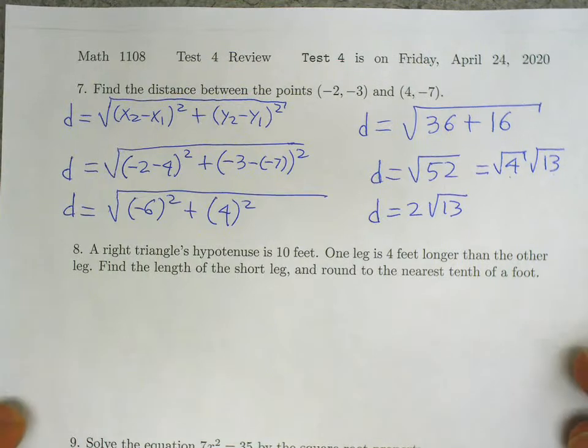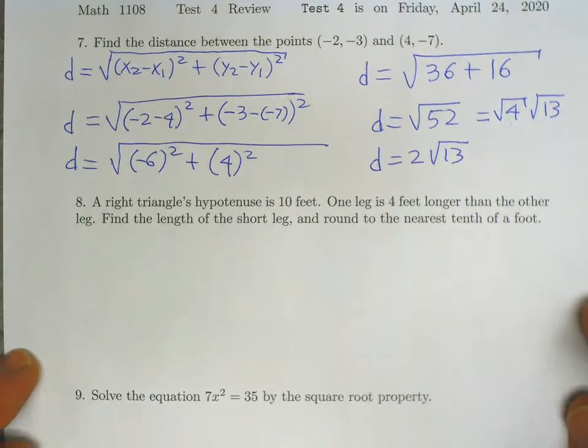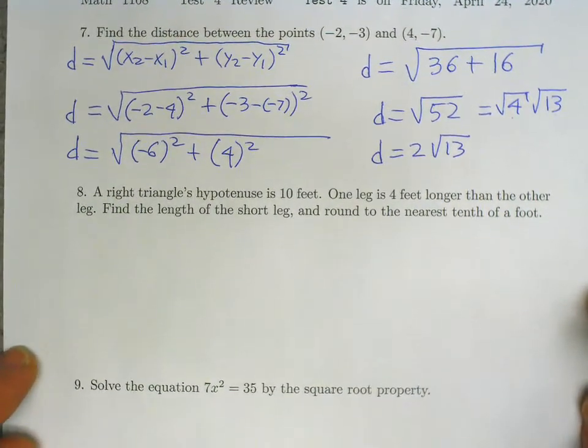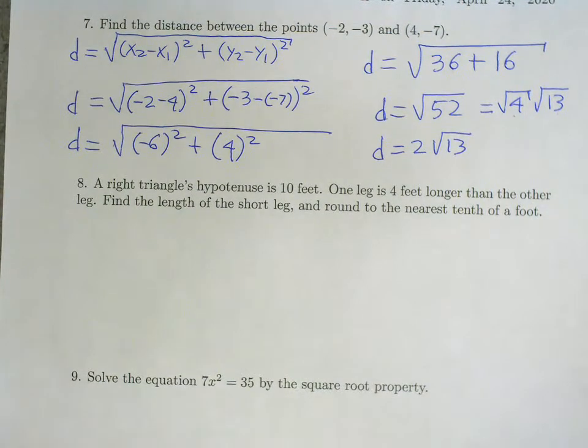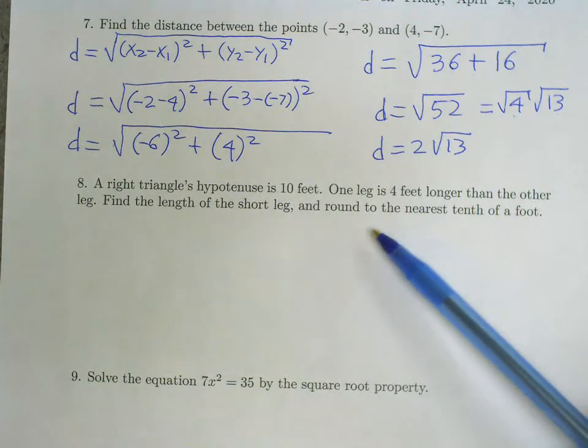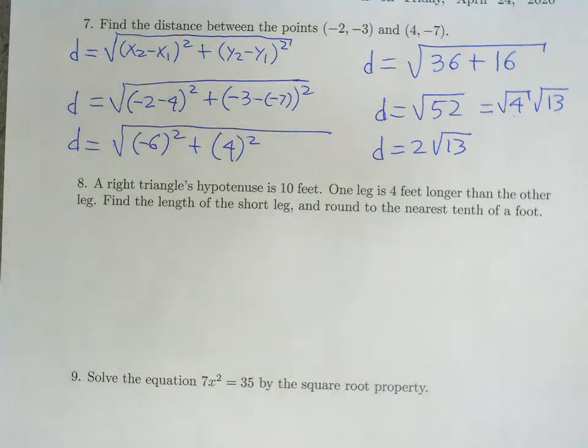Okay, and the next problem, number 8. A right triangle's hypotenuse is 10 feet. One leg is 4 feet longer than the other leg. Find the length of the short leg and round that to the nearest tenth of a foot.